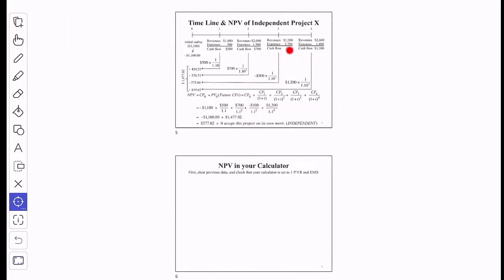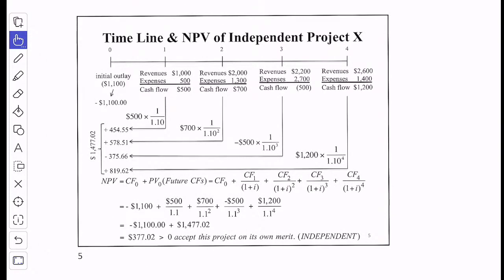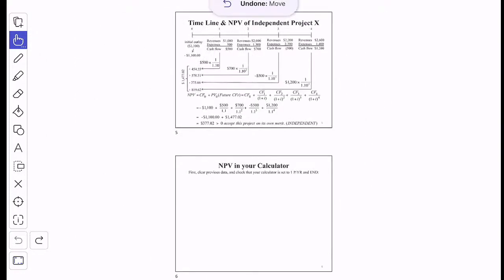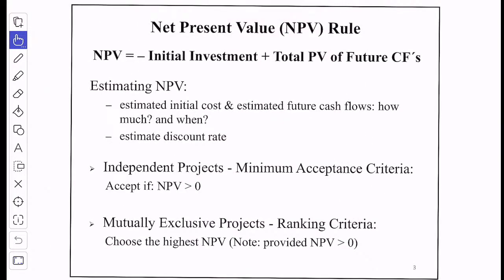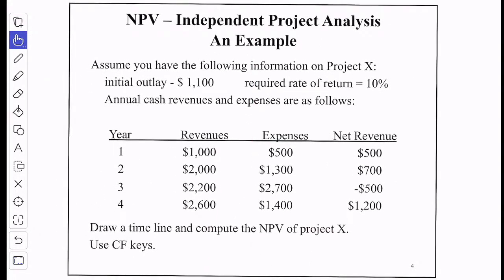Okay. So we begin with a first. Oh, did I do both slides? Yeah. Maybe not. All right, so here's the first project. Assume you have the following information on project X: the initial outlay and the required rate of return. Annual cash revenues and expenses are as follows. Draw a timeline and compute the NPV.